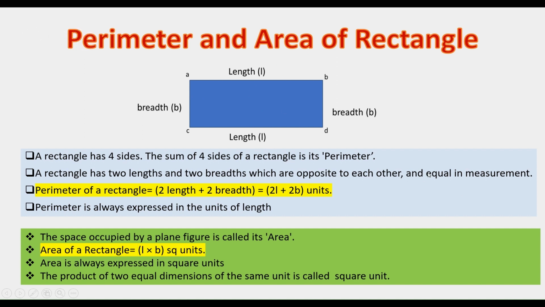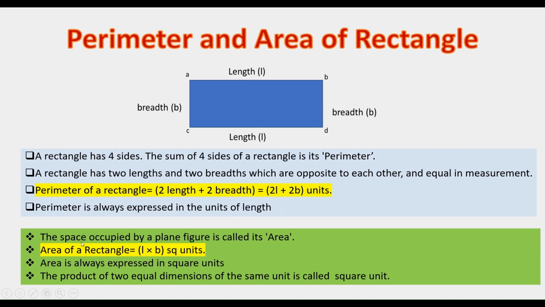So now let's say what is the perimeter of a rectangle? It is nothing but 2 length plus 2 breadth, that is equal to 2L plus 2B units. This is the formula of a perimeter. I repeat, the perimeter of a rectangle is nothing but 2 length plus 2 breadth units. It is always expressed in the units of length. Remember this.